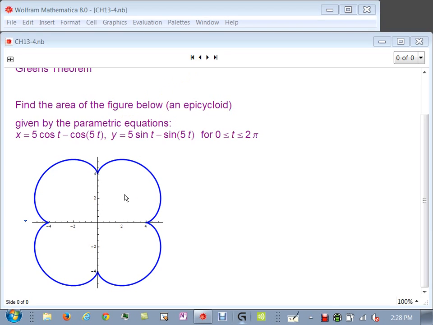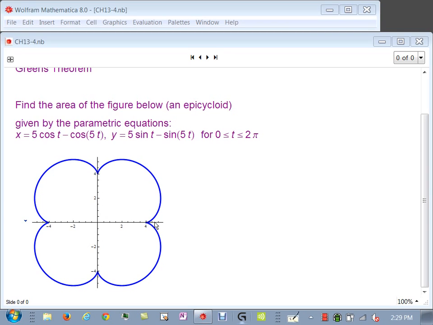The best way to go about this, because this region is so weird, is to try and figure out if we can get a curve that encloses the area. Well, we're given the curve. I mean, we're given the parametric equation of the curve that draws out this epicycloid. So all we need to do is try and convert this over to a line integral.